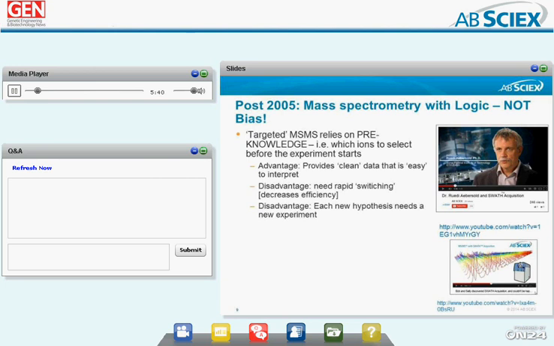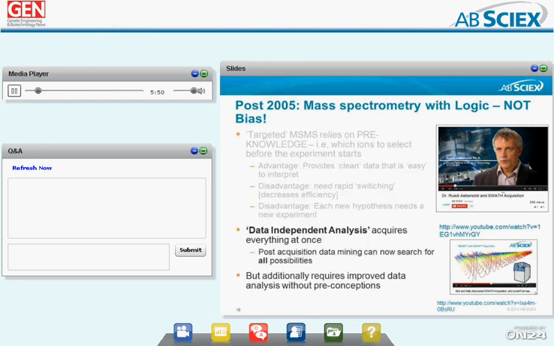And that gave you some very clean data, but in fact it also meant that each new hypothesis needed a new experiment and you had to redesign it every time. So when you get to the later part of the 2000s, you start to get more and more techniques that are data independent. In other words, realistically, what you're doing is acquiring everything at once and then data mining post-acquisition to see what exactly was in there. So you do have a tremendous advantage of being able to adjust your hypotheses and going back and looking to see if that is true or not. But it does require improved data analysis and informatics to be able to do that analysis.